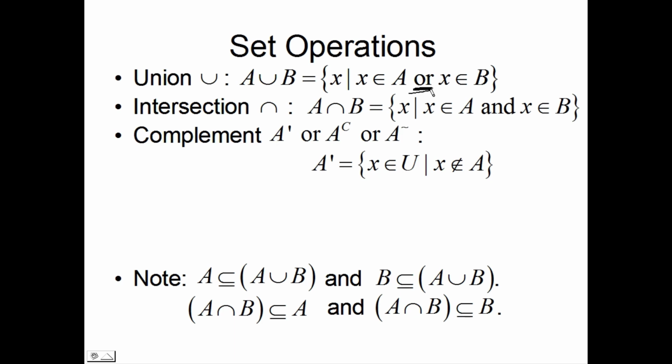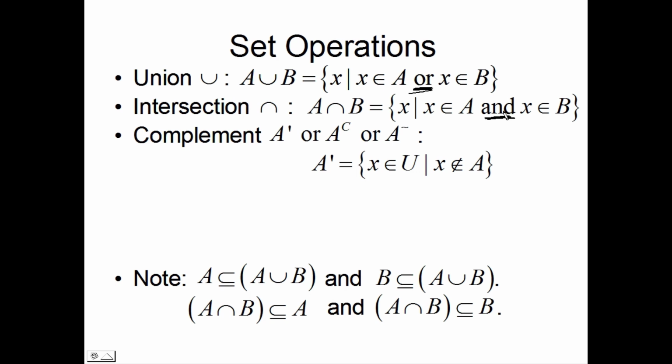Intersection means that it needs to be in A and also in B. So basically your union means it's got to be in one set or the other, and that or implies that it could be both. So it's in A or B or both. The intersection means that it's got to be in both A and also B.